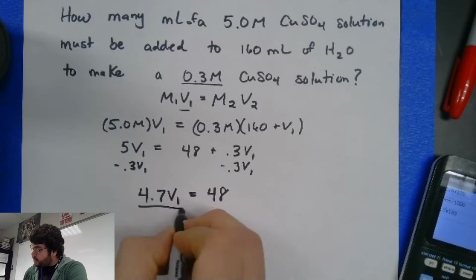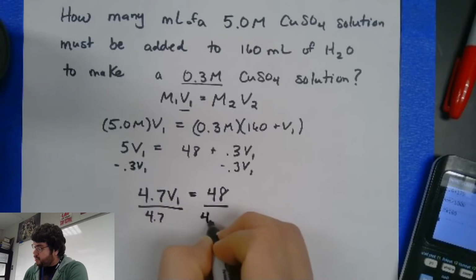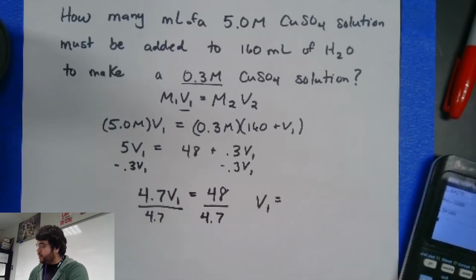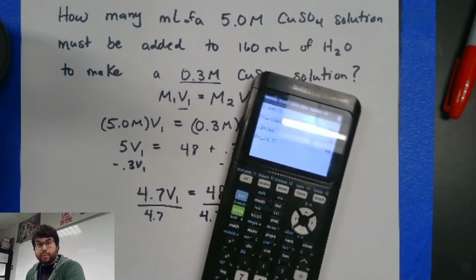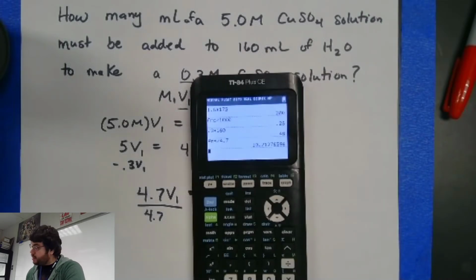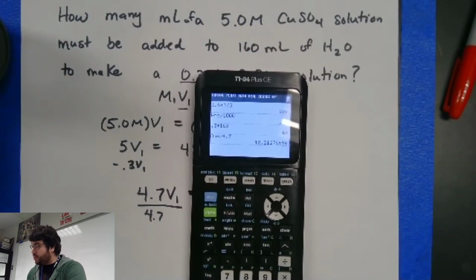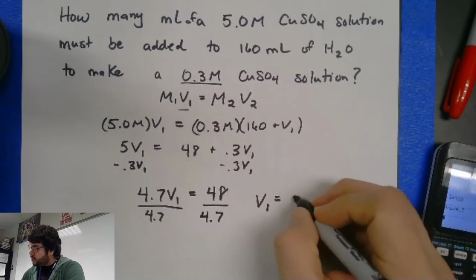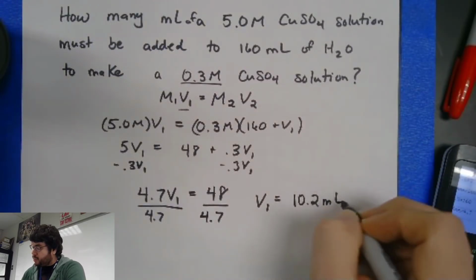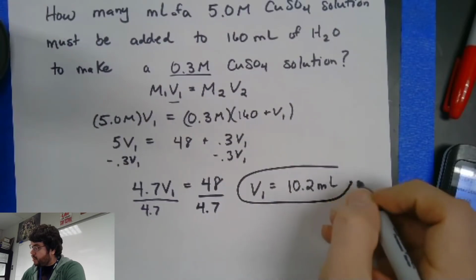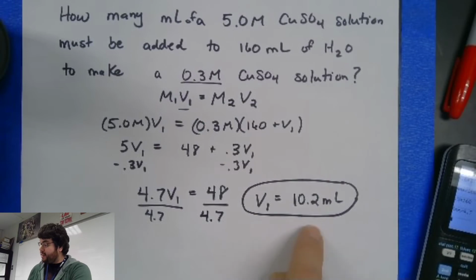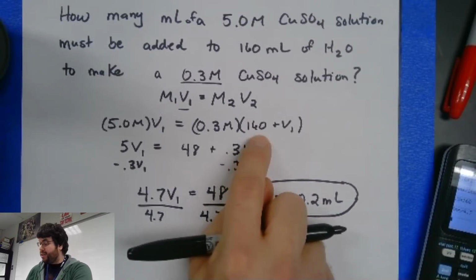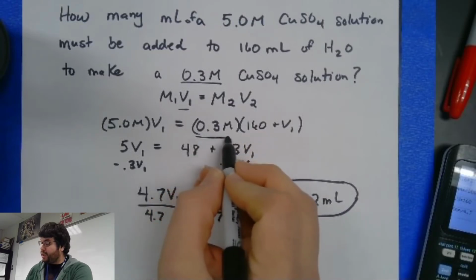Okay, and then we're going to solve for V1. So V1 is going to be 48 divided by 4.7, and I get 10.2. There we go. There's our answer. That's how many milliliters of the original solution I need to use to add to 160 milliliters of water, which makes the solution 0.3 molar.